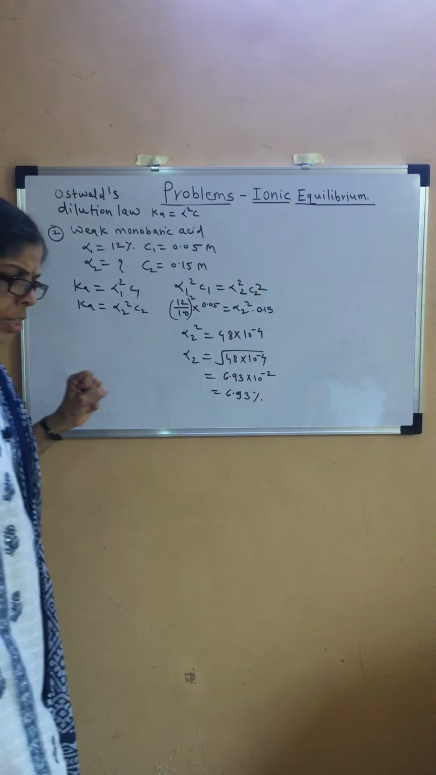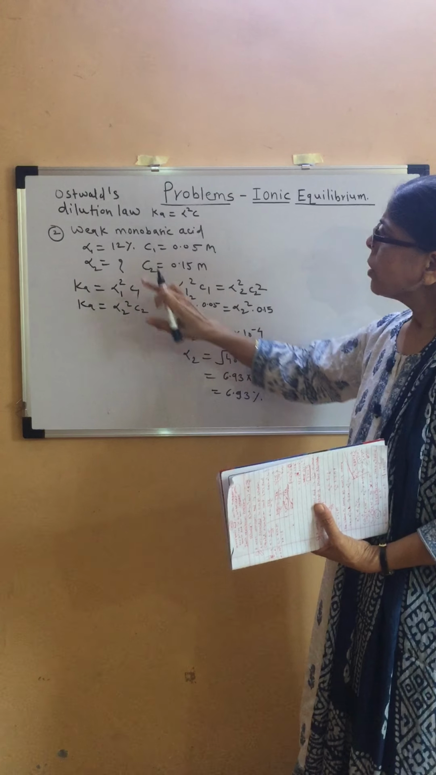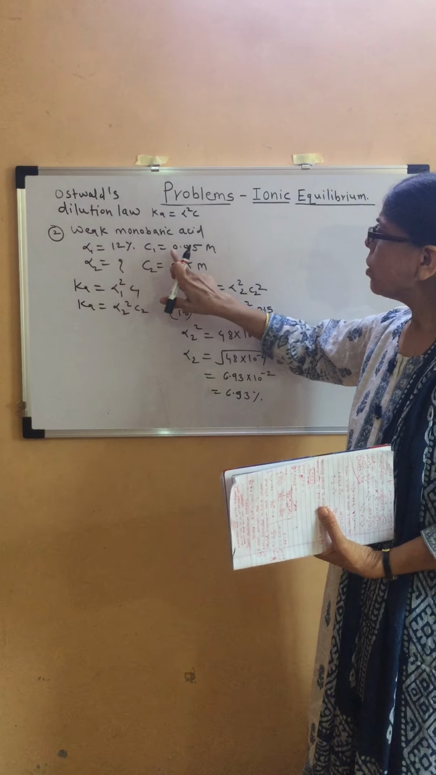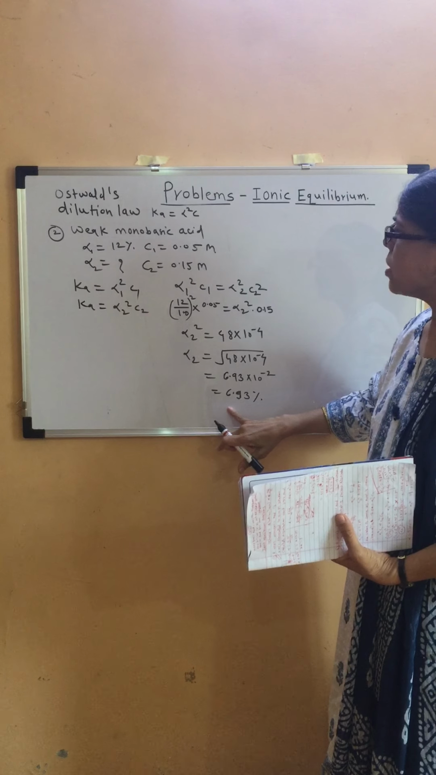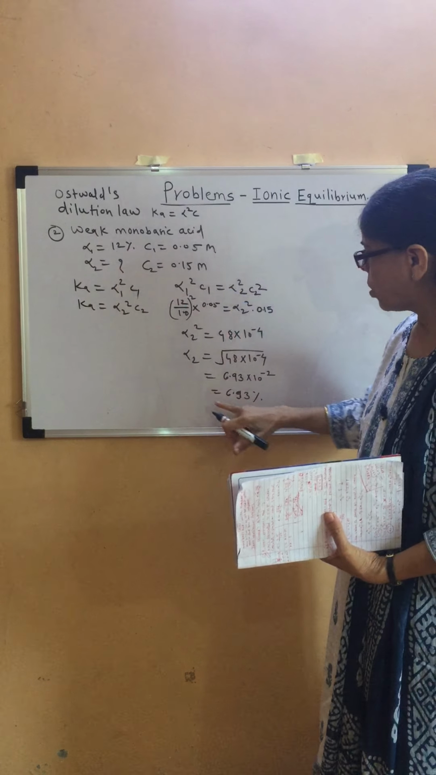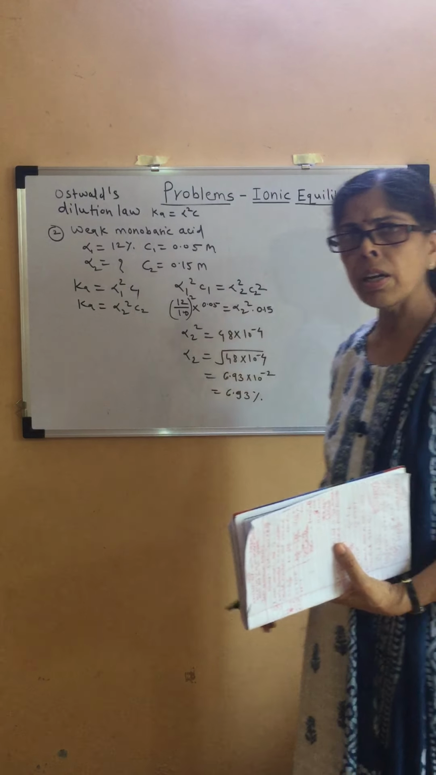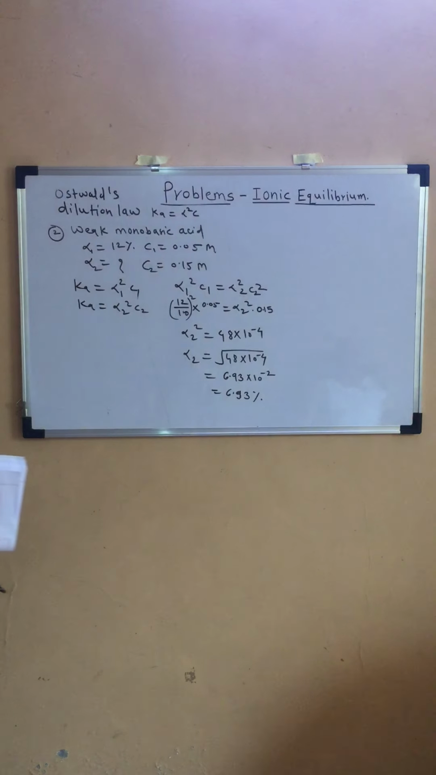So what is Ostwald dilution law? According to Ostwald dilution law, the degree of dissociation of weak electrolyte is directly proportional to volume or inversely proportional to concentration. Means what? If you will increase concentration, alpha should decrease. So let us see whether the same thing is happening over here. Alpha 2 is 12% when concentration is 0.05. Now concentration they have increased and the value of alpha 2 whatever you have got is decreased. Initially it was 12%, now it has gone to 6.93%, isn't it? That is Ostwald dilution law. See the problem again.